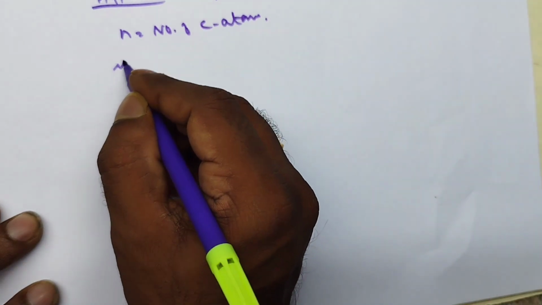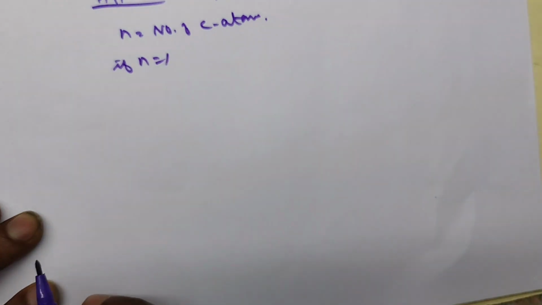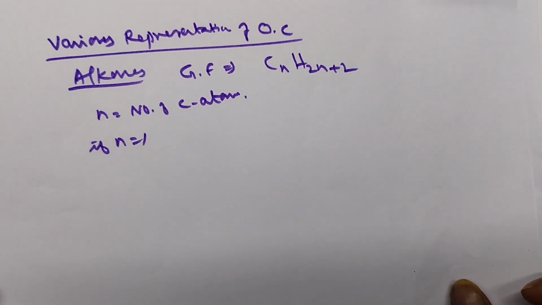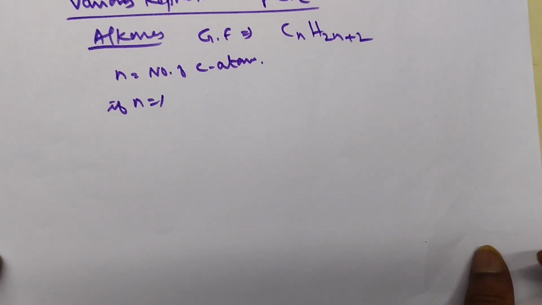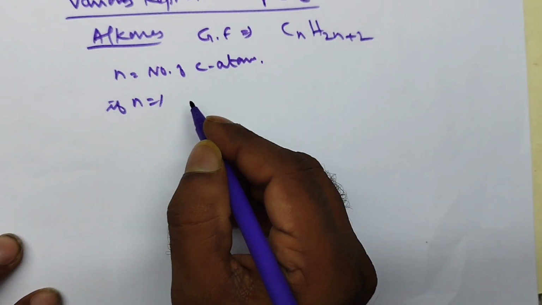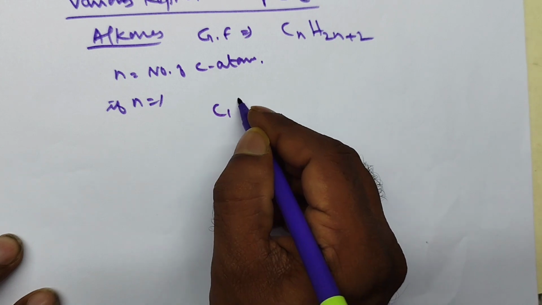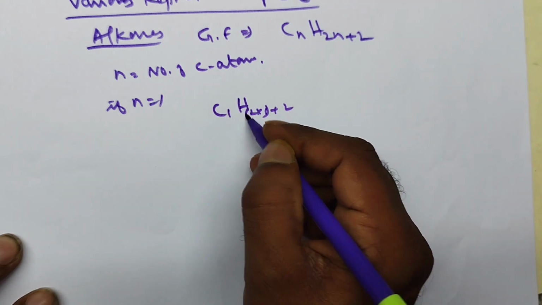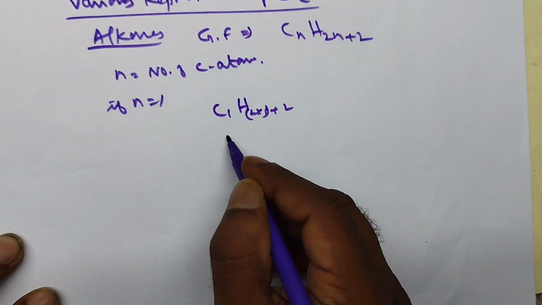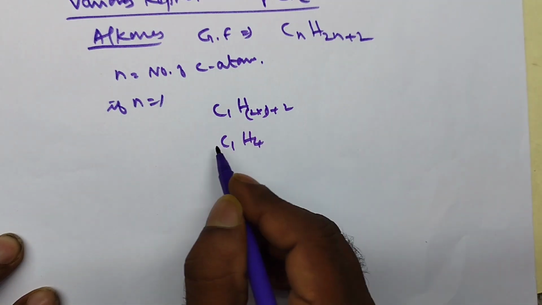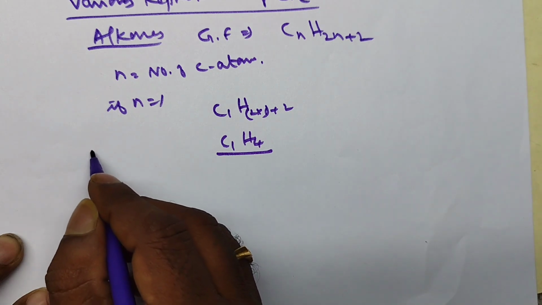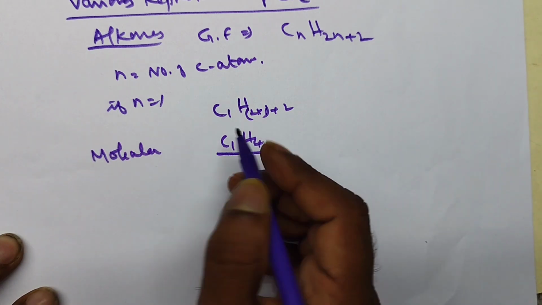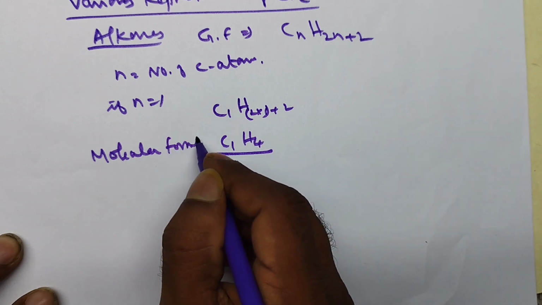Say for example, if n is equal to 1, you substitute in this formula: C1H(2 into 1 plus 2), then you have C1H4. If you write like this, then it is a molecular formula. This is one form of writing organic compounds, the molecular formula.